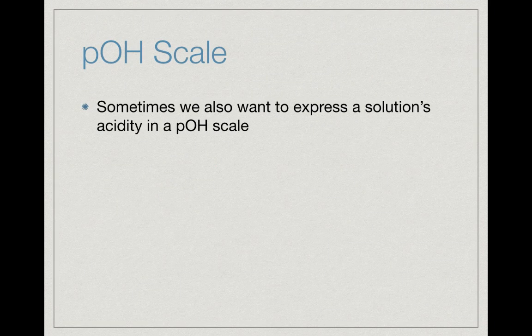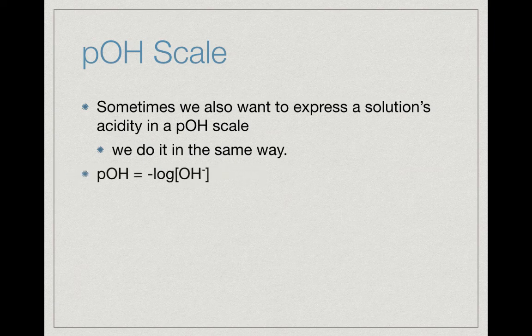We also have a pOH scale, which is really no different, in terms of whether it's pH or pOH, just a matter of what species we're taking our p calculation of. So for pOH, we do the calculation pretty much the same, but rather than the hydronium ion, we use the hydroxide ion. So pOH is equal to negative log of the OH minus.